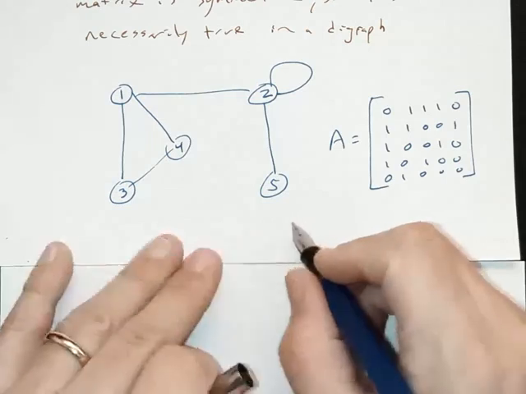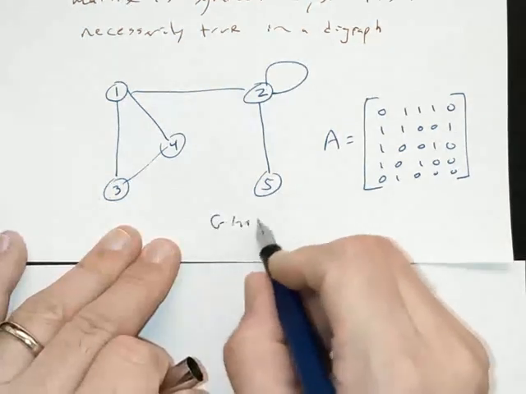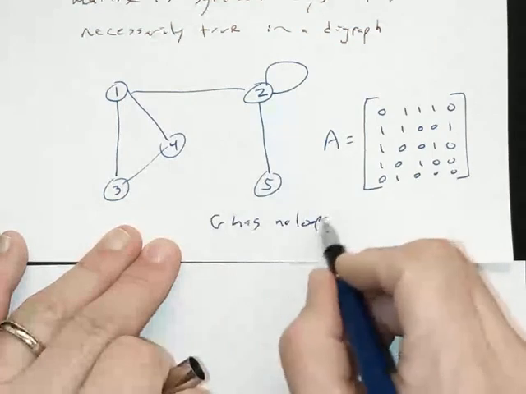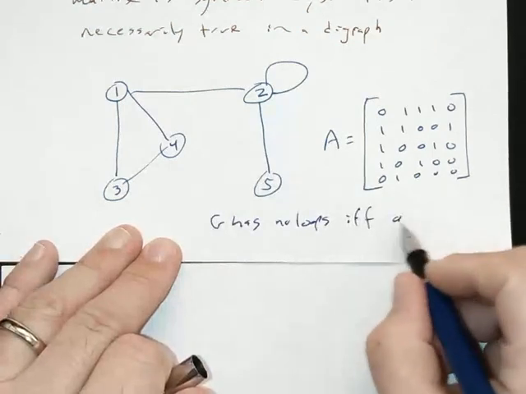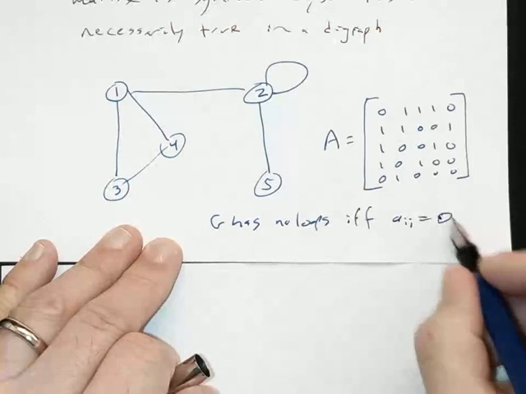The matrix can inform me about the graph. Again, this is a symmetric matrix. We have an undirected graph.